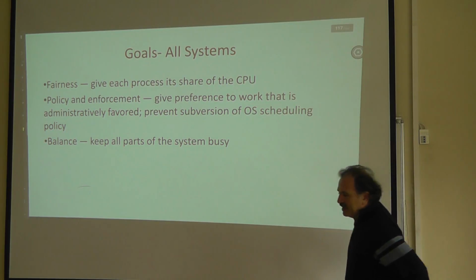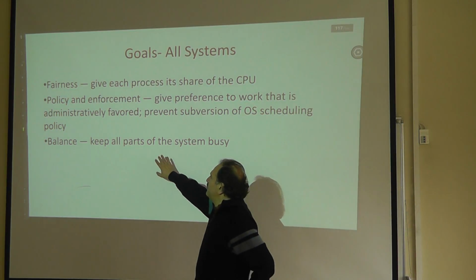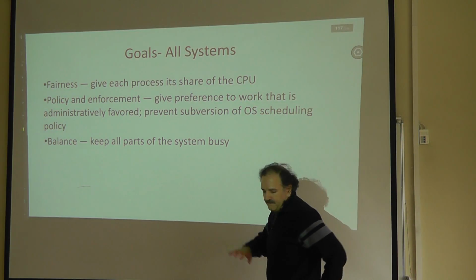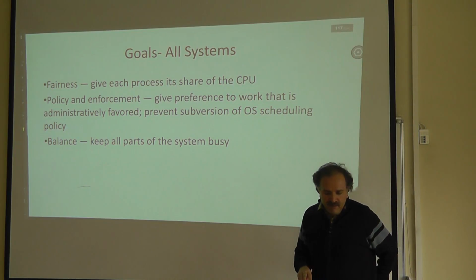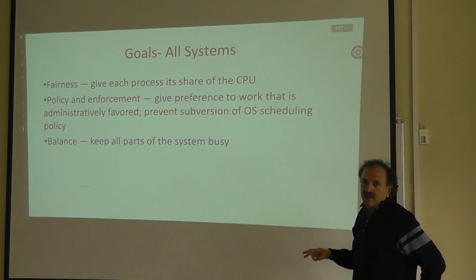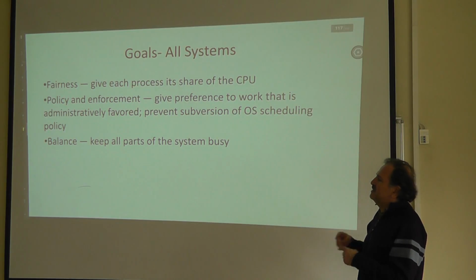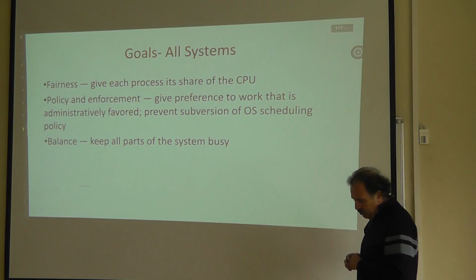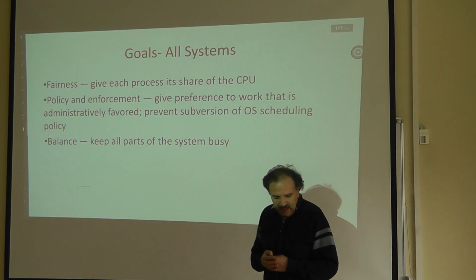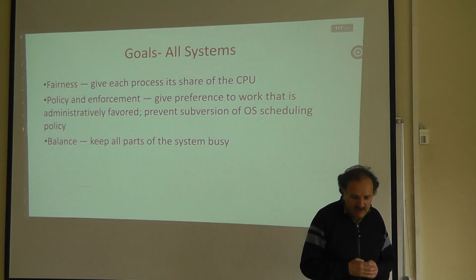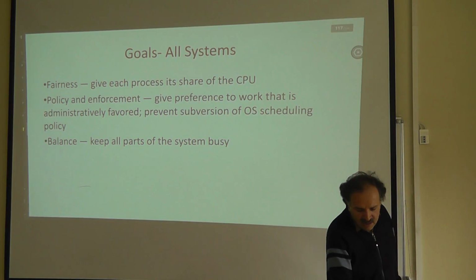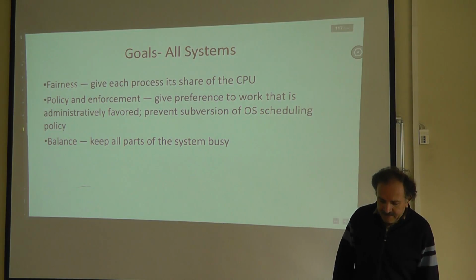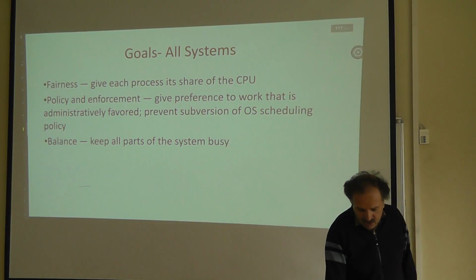And balance, again, it's a nice thing. I should keep all parts of the system busy. If my bottleneck is the disk, I should keep my disk busy so that my processes are not waiting for it, or my I/O devices. My scheduler should make a decision so that all of my parts are not sitting idle. At least some of them are always busy. So these are my general scheduling goals.